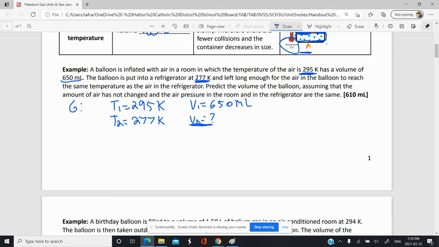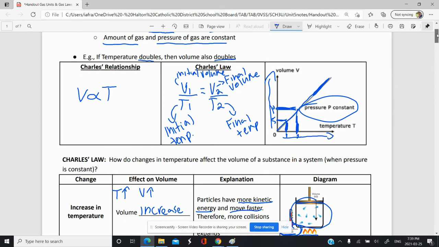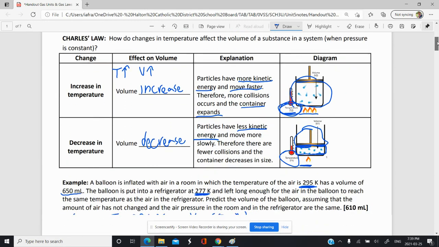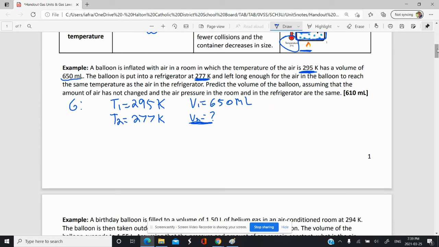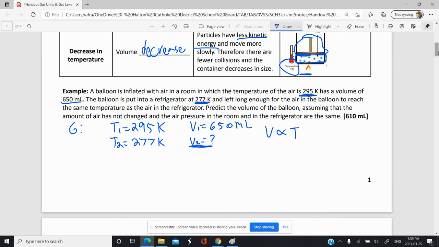And so if it's a relationship between temperature and volume, we know we're going to be using Charles's law, which is V1 over T1 is equal to V2 over T2. So we know that this is one of those volume is proportional to temperature types of questions. If you increase the temperature, you increase the volume. If you decrease the temperature, you decrease the volume.